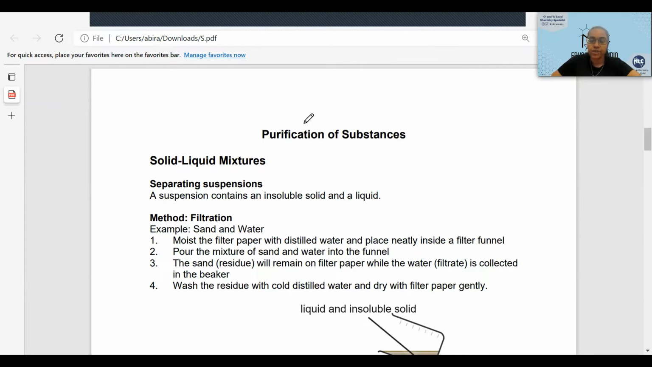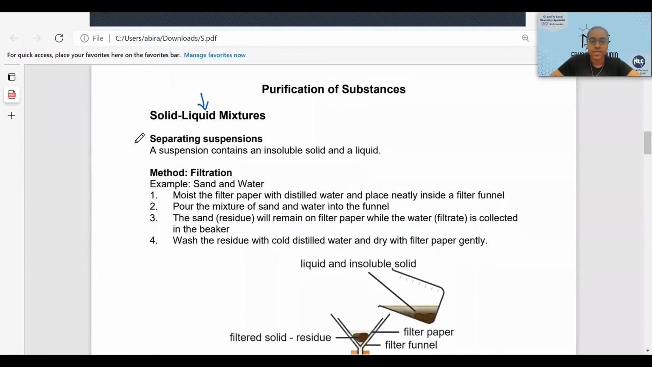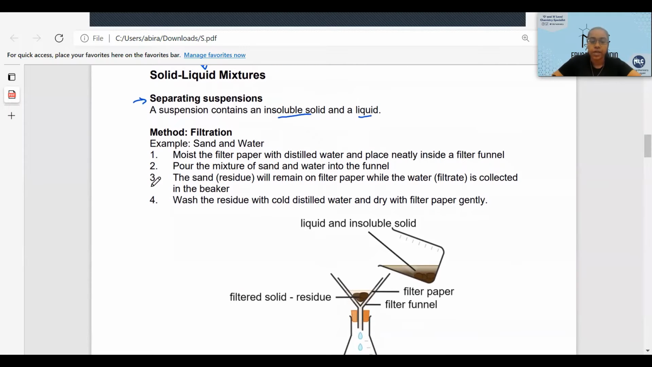Okay, today under purification of substances, I'm going to go through solid-liquid mixtures. The first is separating suspension. What is a suspension? A suspension contains an insoluble solid and a liquid. There are two methods which we can use, and the first is filtration. One example is sand and water.